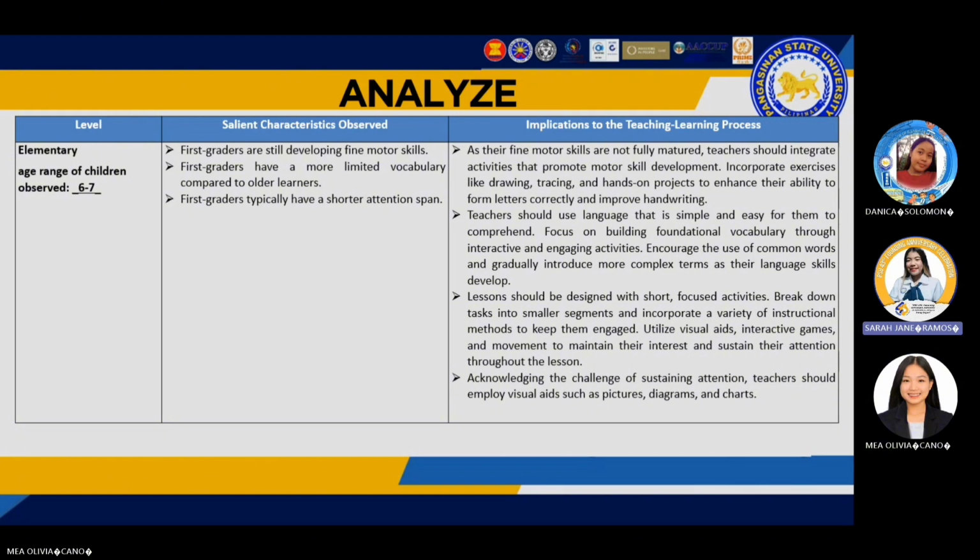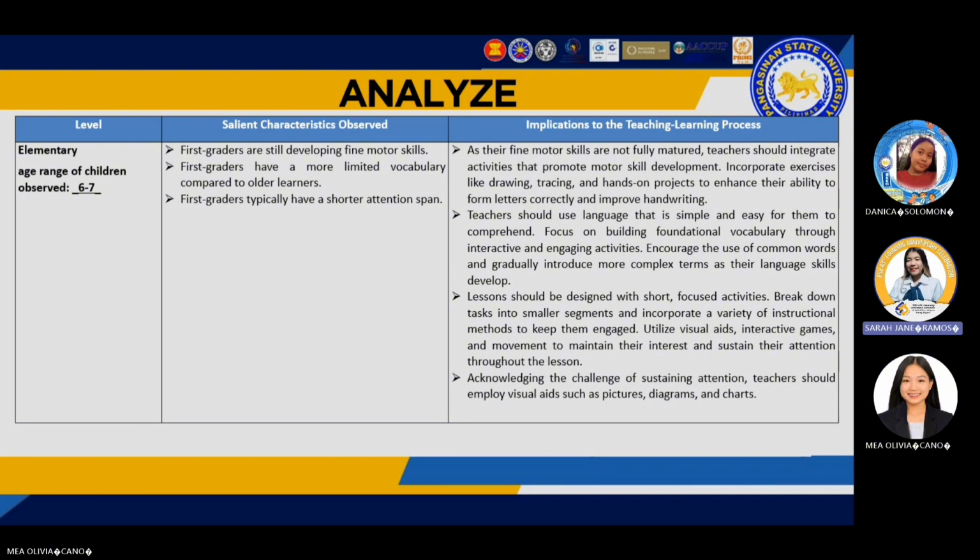And the second one is teachers should use language that is simple, easy for them to comprehend. Focus on building foundational vocabulary through interactive, engaging activities. Encourage the use of common words and gradually introduce more complex terms as their language skills develop. Kailangan as a future teacher, since they are grade 1 pupils, easy lang dapat para madali silang matuto at madali nilang ma-adapt yung mga bagay na gusto nating ituro sa kanila.